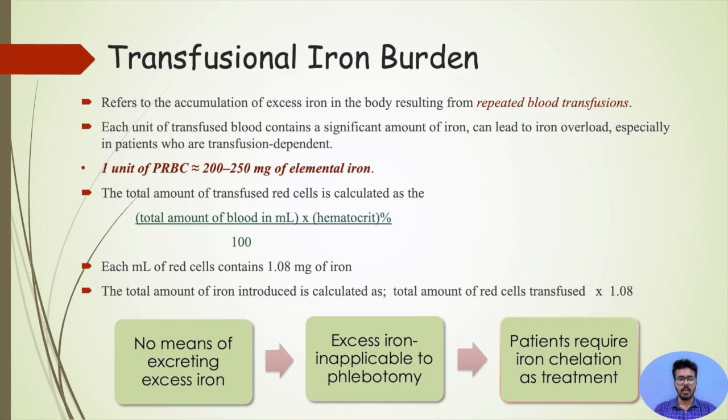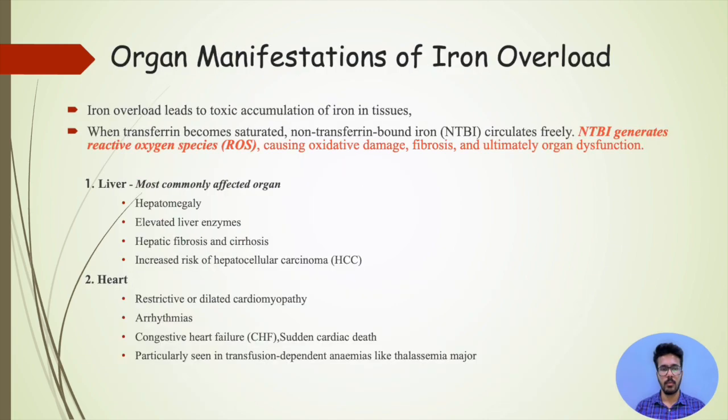Transfusional iron burden refers to the accumulation of excess iron in the body resulting from repeated blood transfusions. Each unit of transfused blood contains a significant amount of iron, which can lead to iron overload, especially in patients who are transfusion dependent. One unit of PRBC approximately contains 200 to 250 mg of elemental iron. Since there is no means of excreting the excess iron, and phlebotomy is inapplicable, patients require iron chelation therapy as treatment for transfusional iron burden.